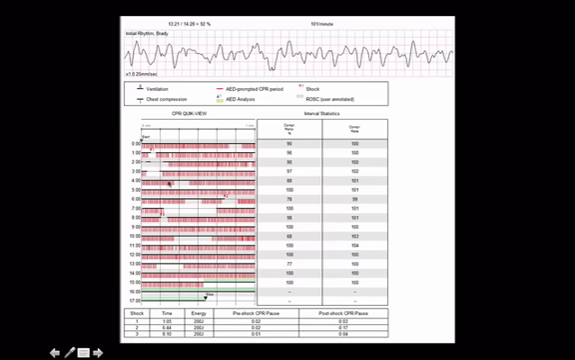Down below this, if there were shocks delivered, you will see a summary of the shocks that were delivered, at what time during the code or resuscitation they were delivered, what the energy was, how long of a pause there was before the shock delivery, and how long a pause there was after the shock delivery before resuming CPR.